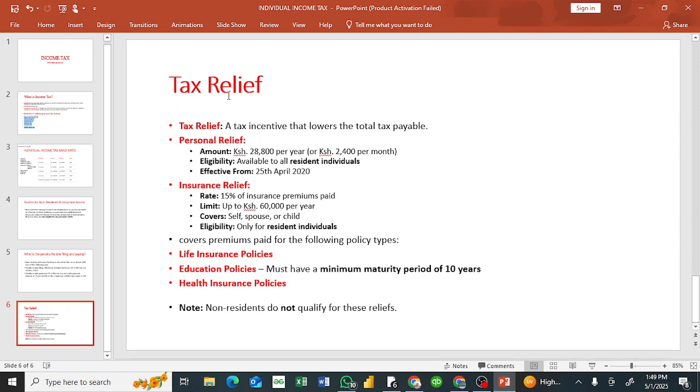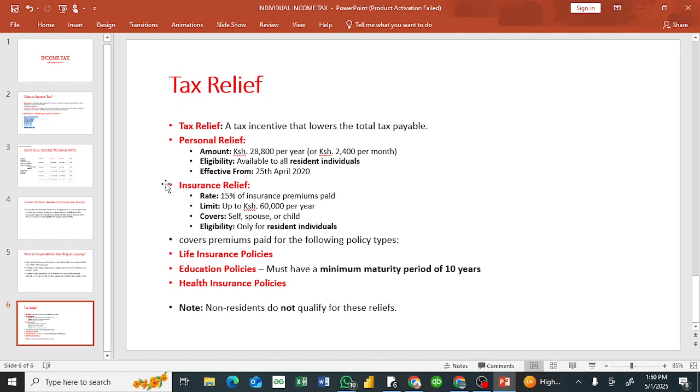Yes, so let us look at the tax reliefs. Remember, tax reliefs refers to incentives that lower the total tax payable. So we have two forms of tax reliefs in Kenya. We have personal relief and insurance relief. Personal relief is normally 2,400 per month or 28,800 per year. And remember, it is eligible for resident individuals only.